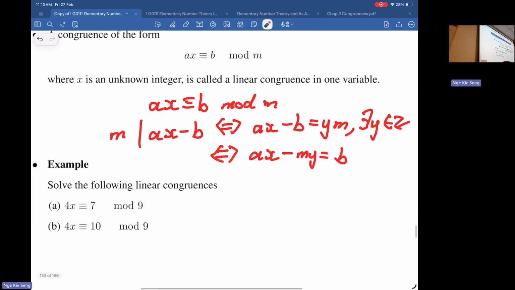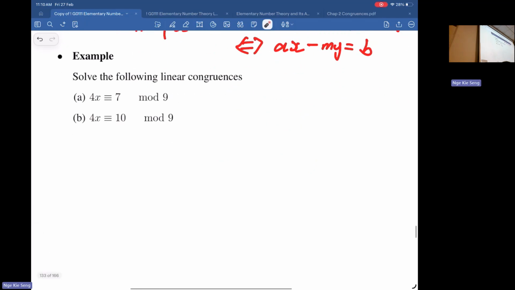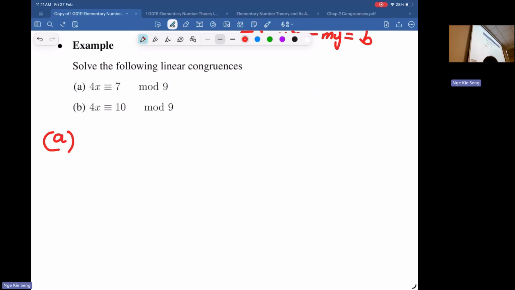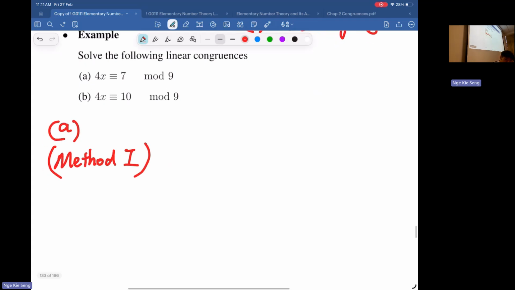Let's try this. Let me show you what I meant here. Solve the following linear congruences. There are two of them. Let's solve the first one first: what x can you put in such that multiplying by 4 you get 7 mod 9? You don't need to get exactly 7, but you need the same remainder as 7. Let's try the first method. I'll show you the second method later, and you see which one you like. But let's solve it with what you know first.